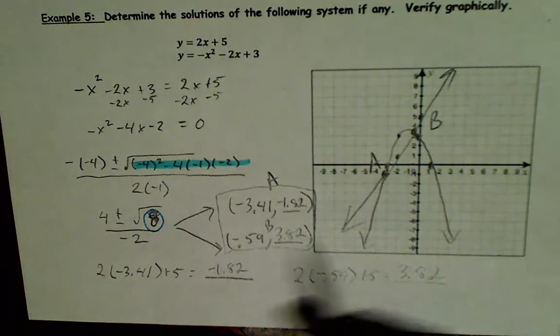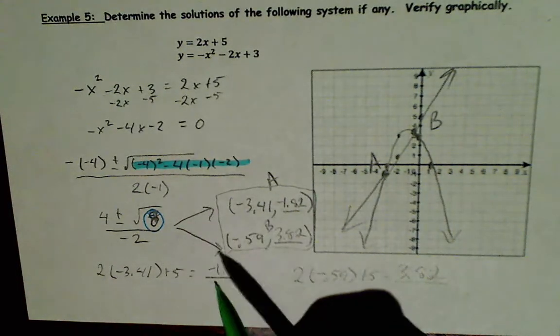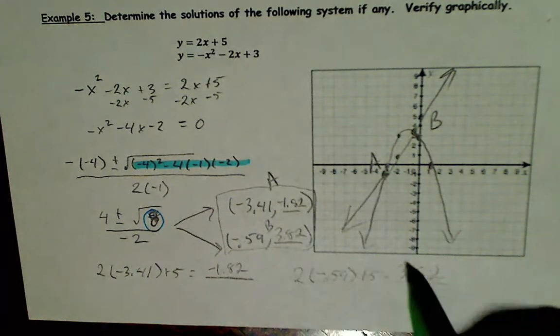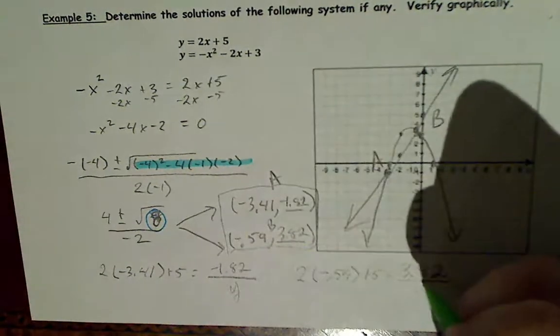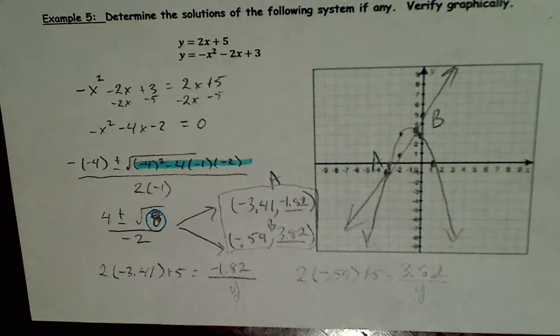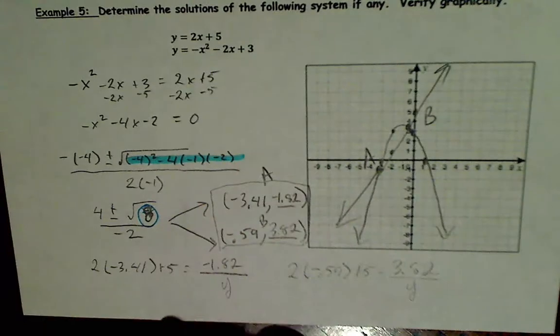And then when I did this, I plugged it back in again using my linear. I got -1.82 as my y. So this is my y value here. And then when I graphed it, I verified it. Those fit. And there you have it. That's how you solve a linear quadratic system graphically and algebraically.